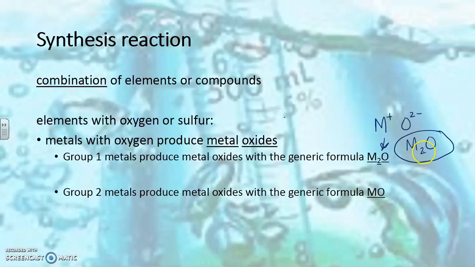So anytime you see a group 1 metal being combined with oxygen, you know this is the formula you're going to make. Group 2 metals have MO, because group 2 has a positive 2 charge and oxygen has a negative 2. When you cross those down, you get M2O2, but the 2s cancel, so you end up with MO.